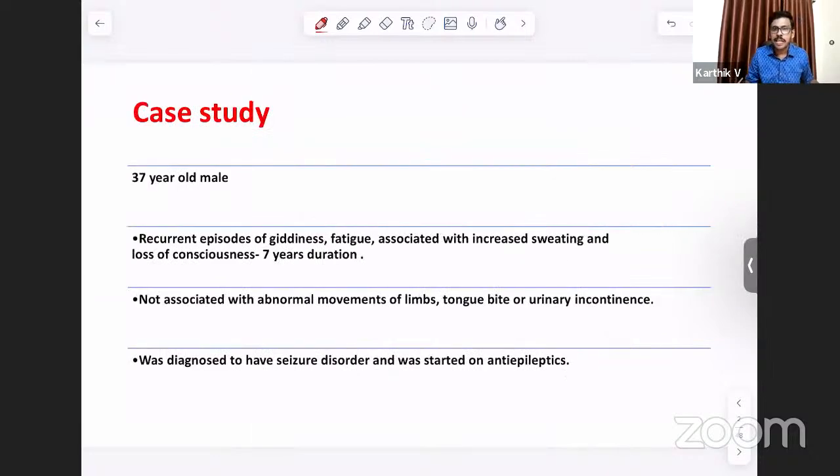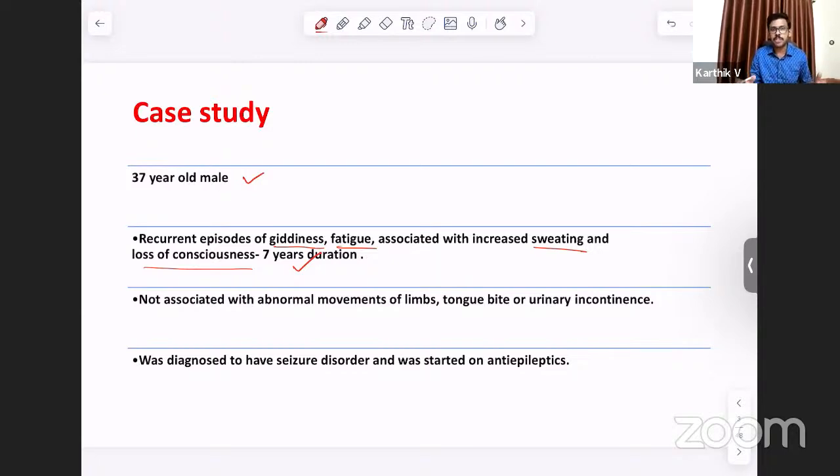Right. So I will start the discussion today with a case study. This is about a 37-year-old man, a middle-aged man. He presented with recurrent episodes of giddiness, fatigue, increased sweating, and loss of consciousness over a very long duration of 7 years. From the symptom onset itself, it gives some clue that it could be a potential hypoglycemic disorder. All the giddiness, fatigue, sweating, everything that you associate with hypoglycemia, but you are still not sure.